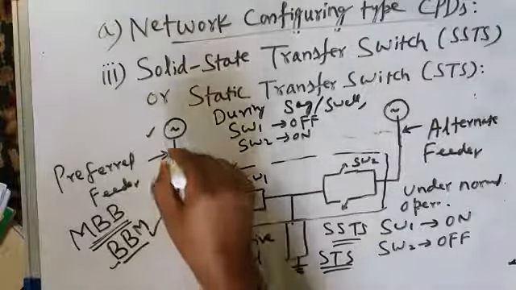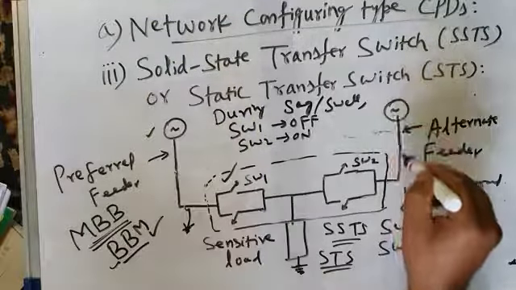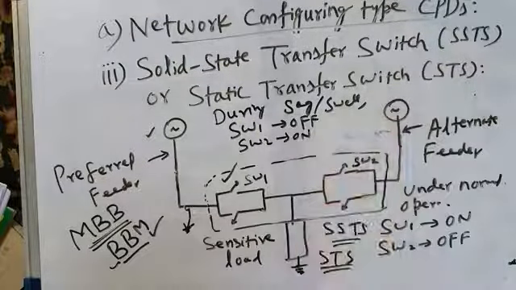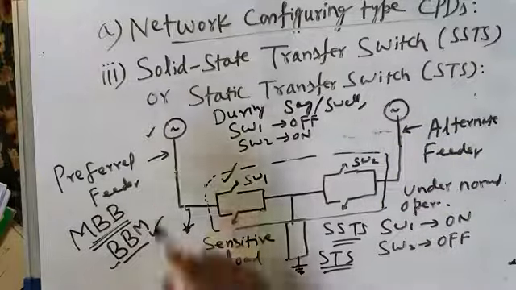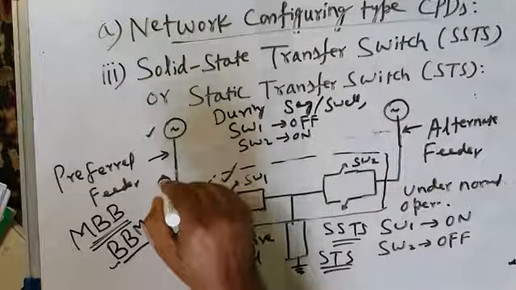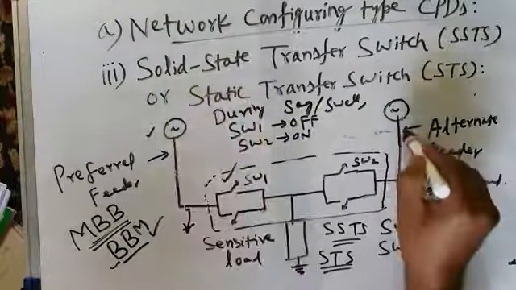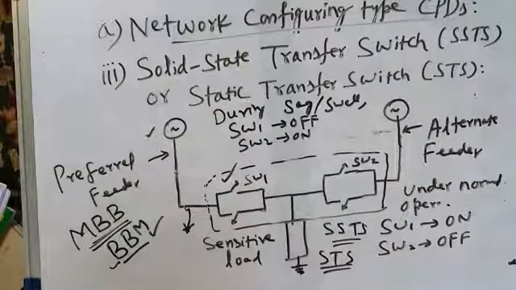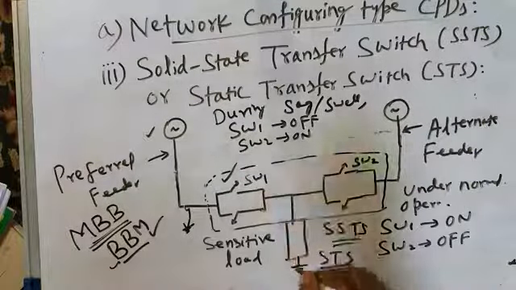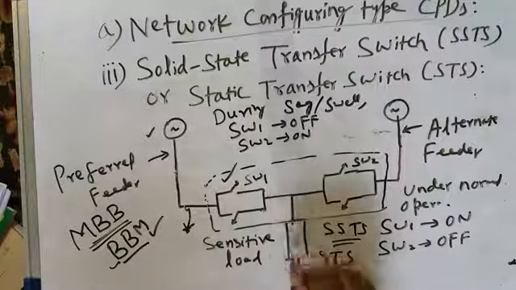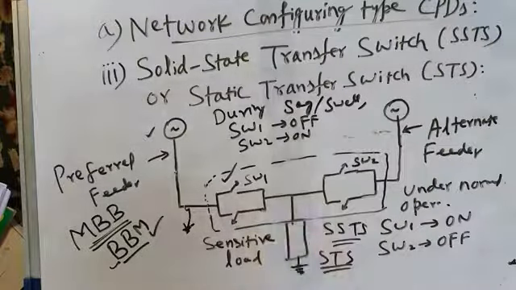If there is a voltage sag or swell on this feeder, it starts supplying power from the alternate feeder, which has no voltage sag. And if this feeder fails, a fault comes, at that time it starts supplying power from this feeder. So it ensures continuous power supply, and a power supply which takes care of voltage sags and voltage swells.